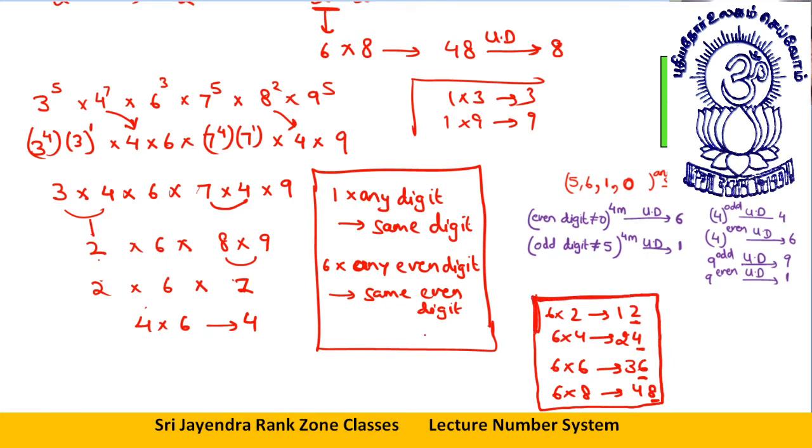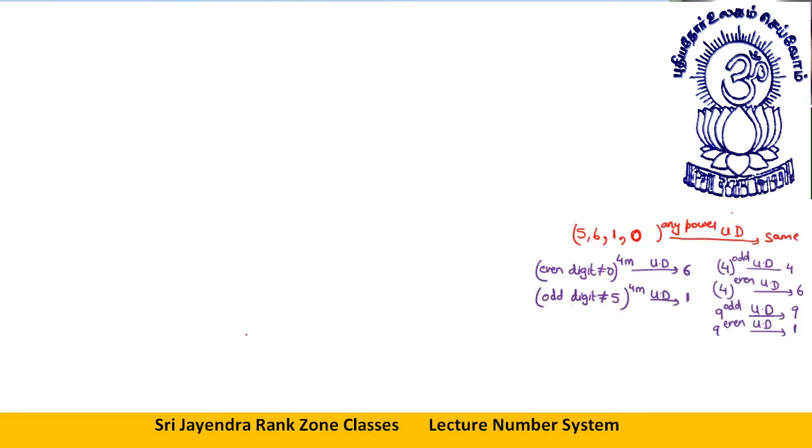I hope so far the things are clear to all of you. Let's move ahead. So 6 multiplied by any even digit will give me the same digit. This you must have got. I am moving on to the next concept. Next question actually.